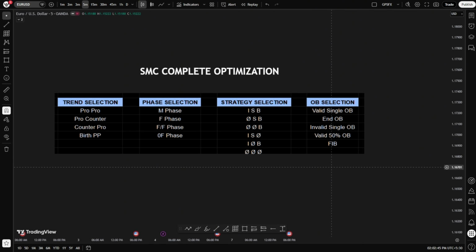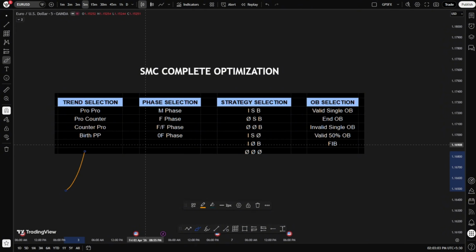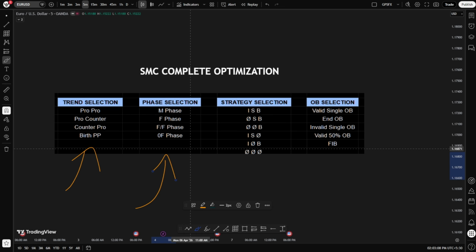So guys, first let's recall what the pillars of smart money concepts are. The first pillar of smart money concepts is market structure. Without market structure, you can't trade smart money concepts, right? So the first category right here is completely for market structure. And not just the first category, the second category as well. These 2 categories are fully for market structure, right?